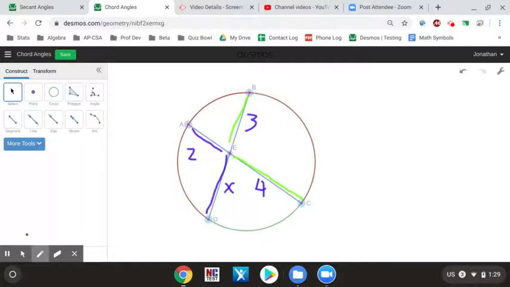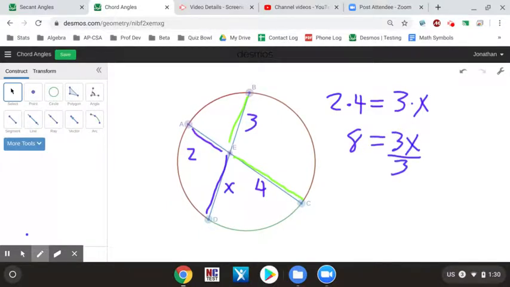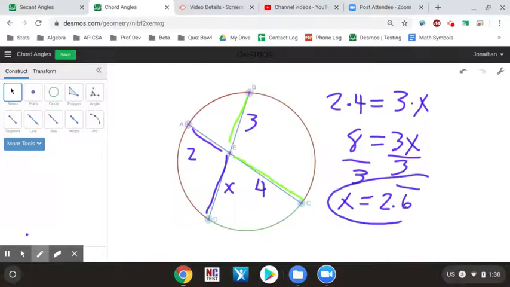When I have chords, you can almost see the chords make an X a lot of times. They make an X, so that reminds us that it multiplies. So I do 2 times 4 should be equal to 3 times X. So 8 would be equal to 3X, divide by 3. So X would be equal to 8/3, or about 2.6 repeating. So 8/3 or 2.6 repeating would be this length.